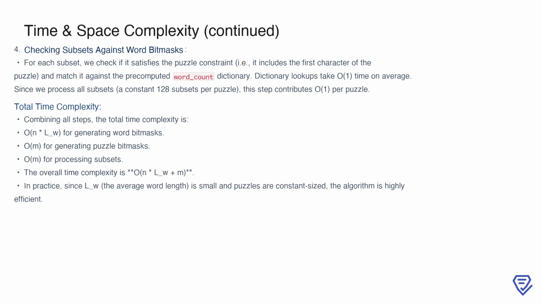Combining all these steps, the total time complexity becomes O(n*L_W) for generating word bitmasks, plus O(m) for processing puzzles and their subsets. Therefore, the overall time complexity is O(n*L_W + M). In practical scenarios, because the average word length L_W is small and each puzzle has a fixed size, this algorithm achieves excellent efficiency.